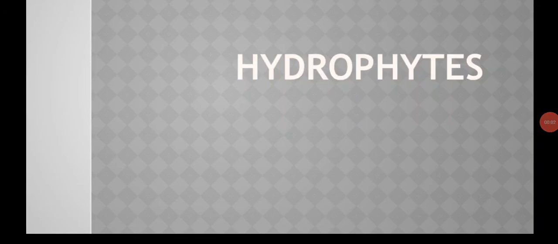Hi friend, today we are going to see one important topic from ecology, that is hydrophytes. So let's see these hydrophytes. First of all, let's see what is meant by hydrophytes. Hydrophyte means those plants which grow in ample or abundant water. They are called hydrophytes. So generally the hydrophyte is surrounded with lots of water.